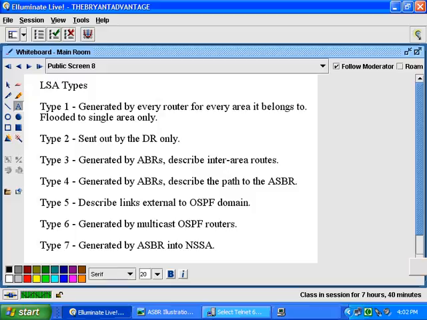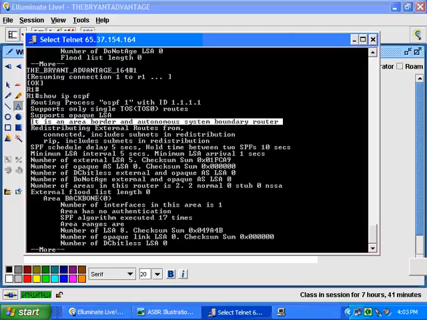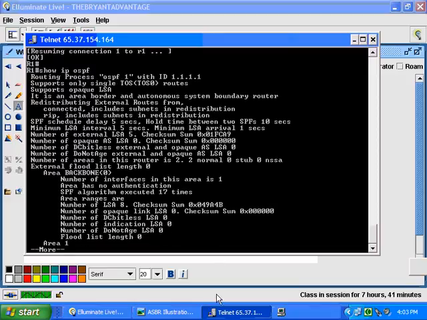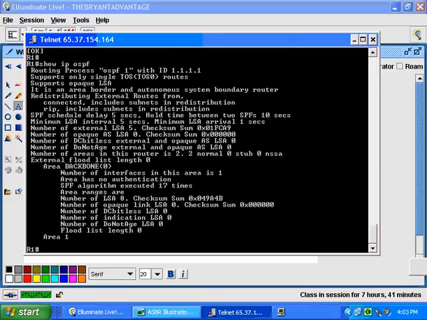LSA, of course, is link state advertisement, and type 1 is generated by every router for every area that it belongs to. And these are flooded to a single area only. And the name, let's take a look at router 1 here, because I want to show you the name of these two. They're not going to be referred to by name.